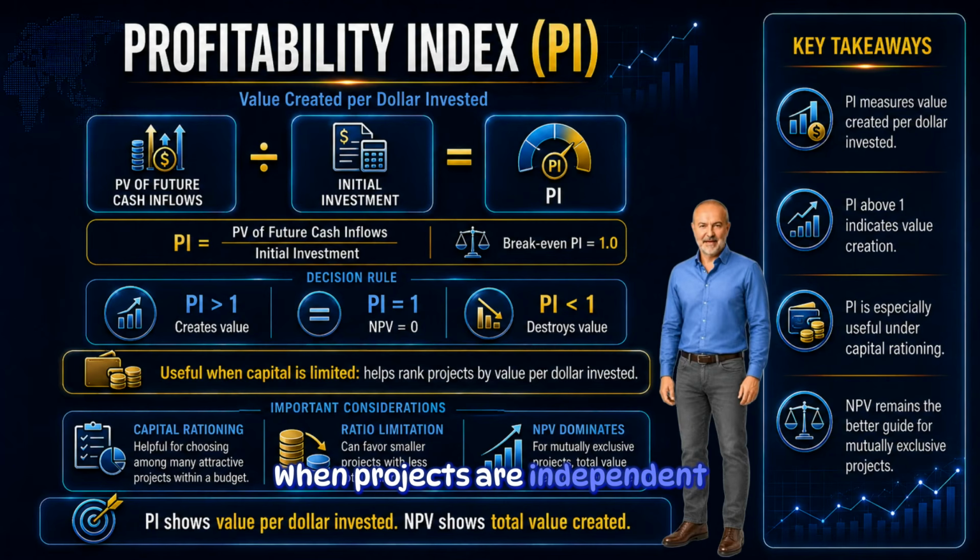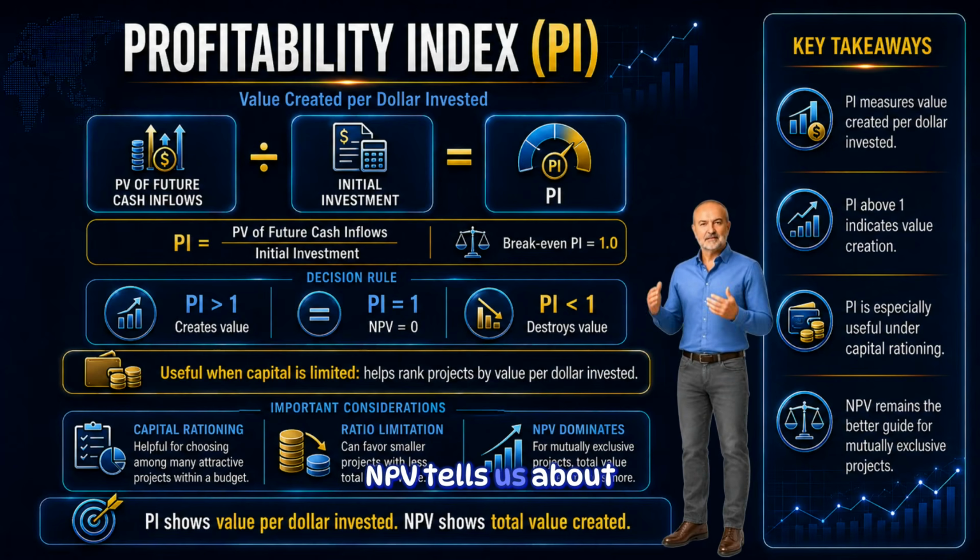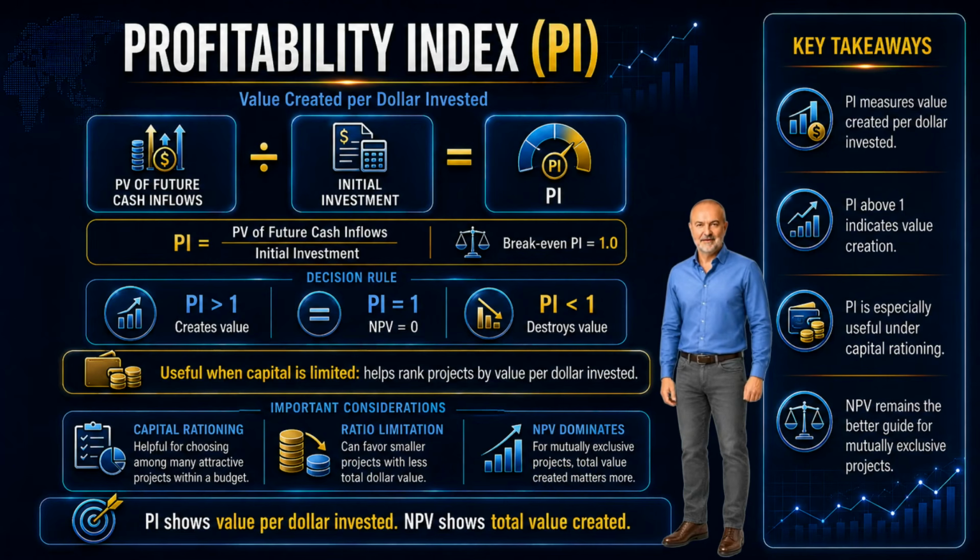When projects are independent and capital is limited, PI can provide helpful information. But when projects are mutually exclusive and the firm can fund the best project, NPV should dominate PI. So remember, PI tells us about value per dollar invested. NPV tells us about total value created. Those are related, but they are not the same.